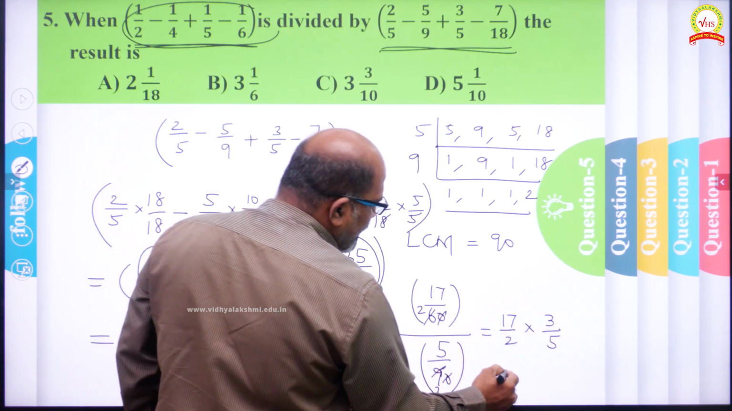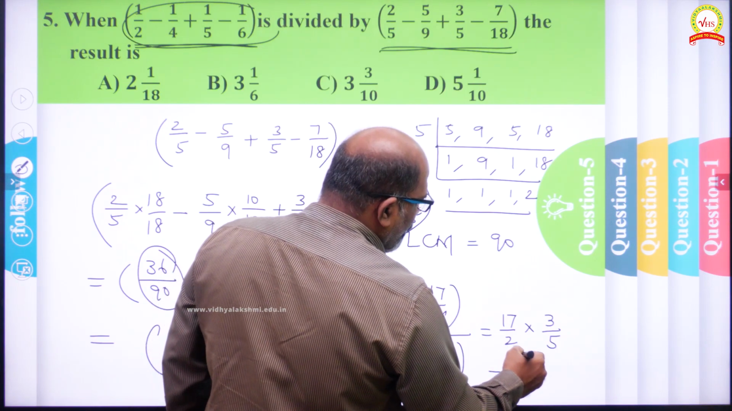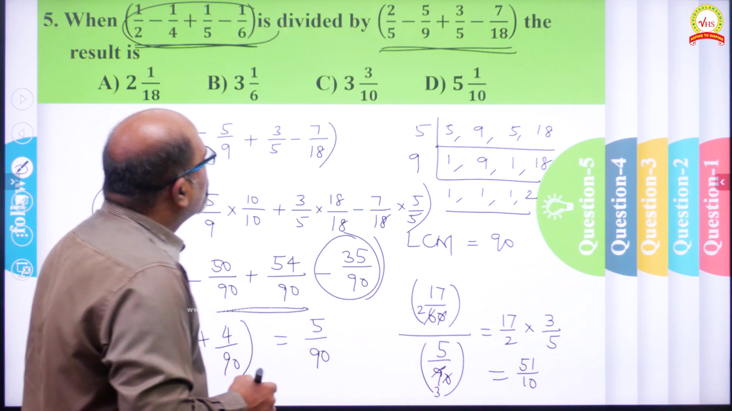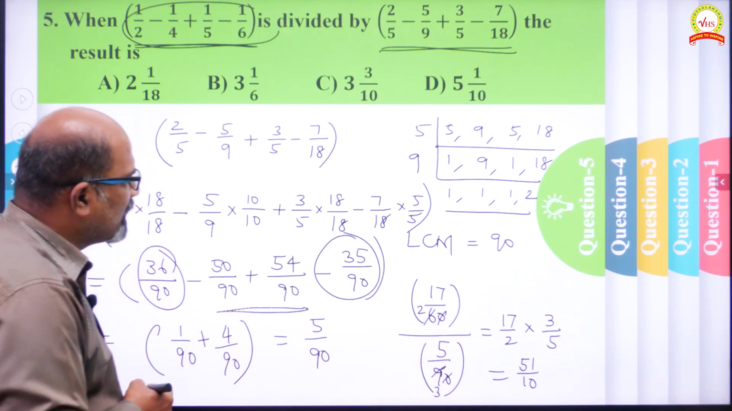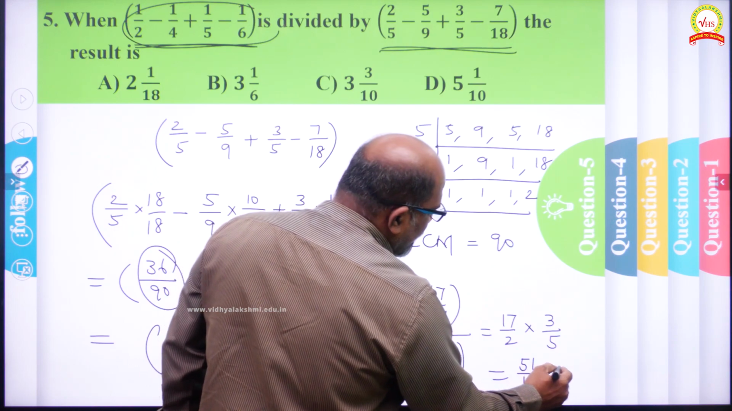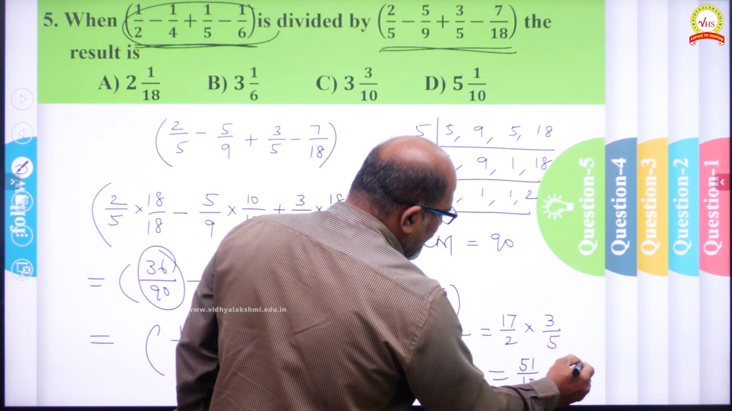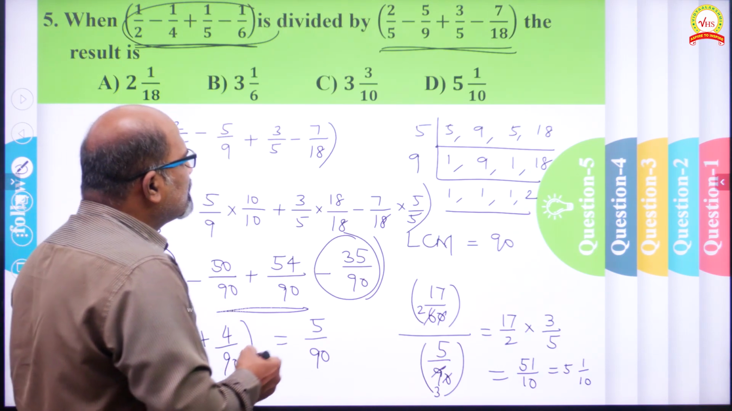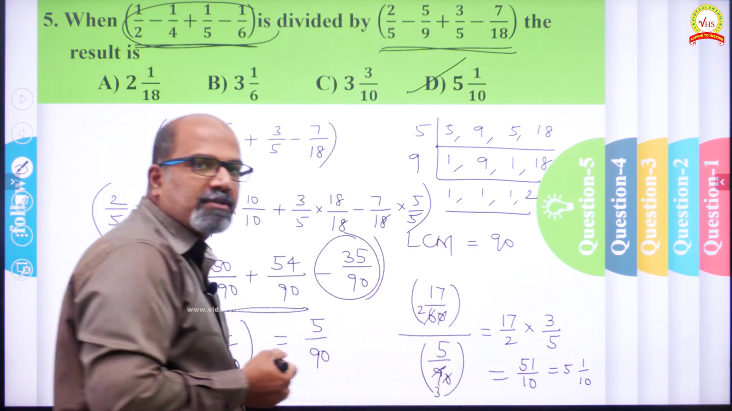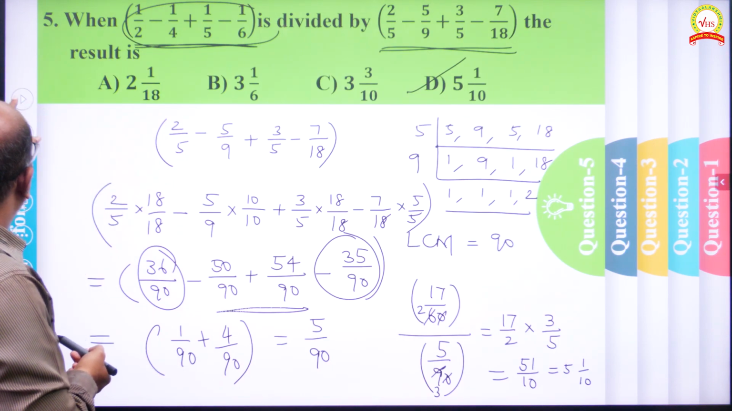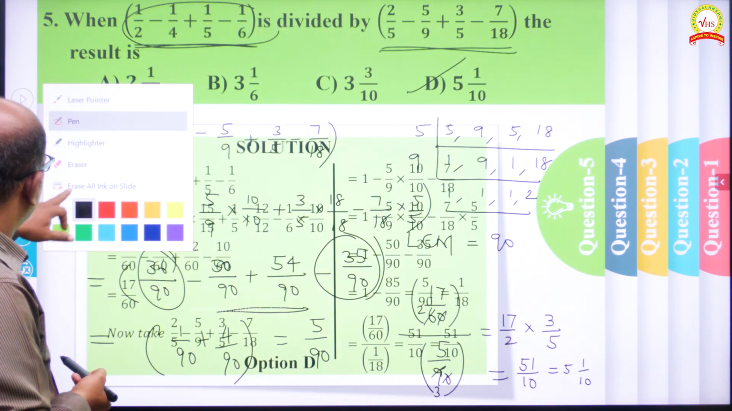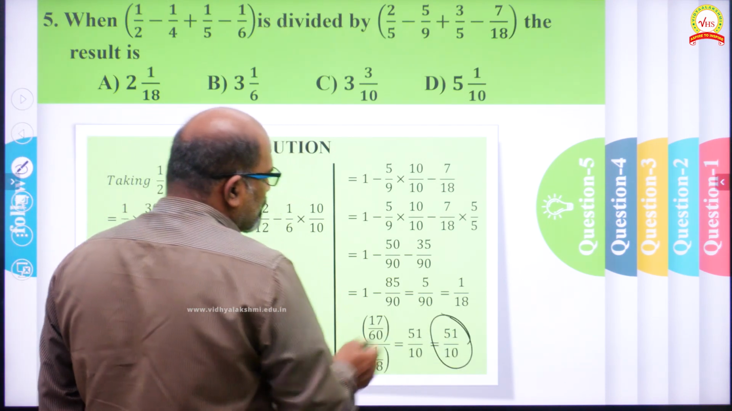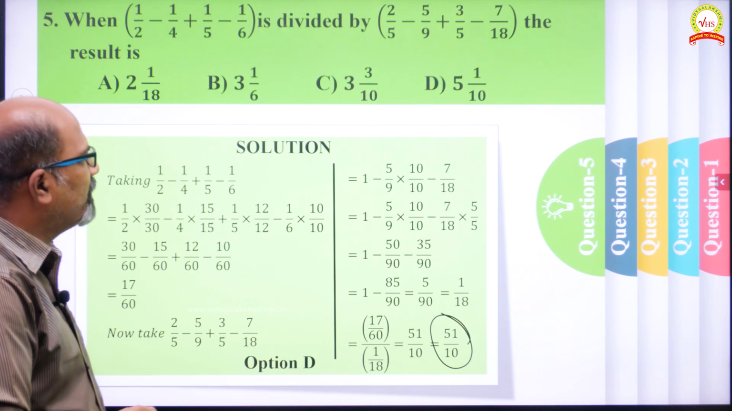Then 17 into 3 is 51, so 51 by 10 is the simplified answer. When you make 51 by 10 into a mixed fraction, 5 tens are 50 and the remainder is 1, so 1 by 10. So 5 1 by 10 is the correct answer and it is in option D. Option D is the correct answer for this problem, and let us check the answer. Yes, 51 by 10 is the correct answer, and 51 by 10 is nothing but 5 1 by 10.